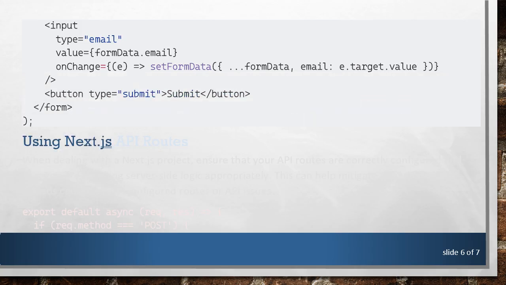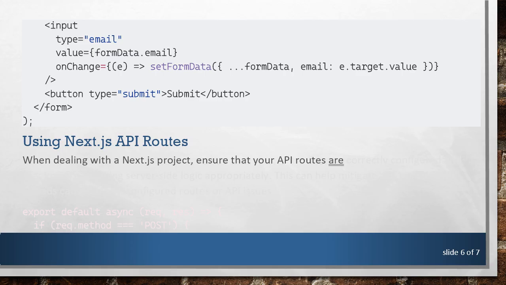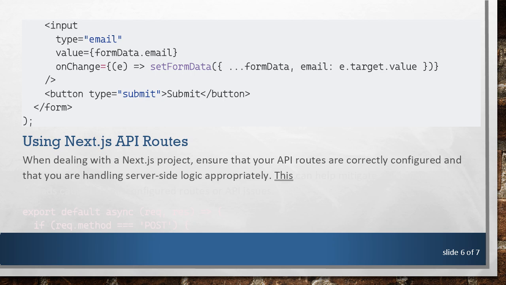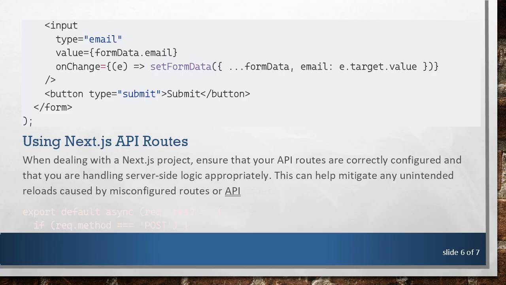Using Next.js API routes. When dealing with a Next.js project, ensure that your API routes are correctly configured and that you are handling server-side logic appropriately. This can help mitigate any unintended reloads caused by misconfigured routes or API issues.